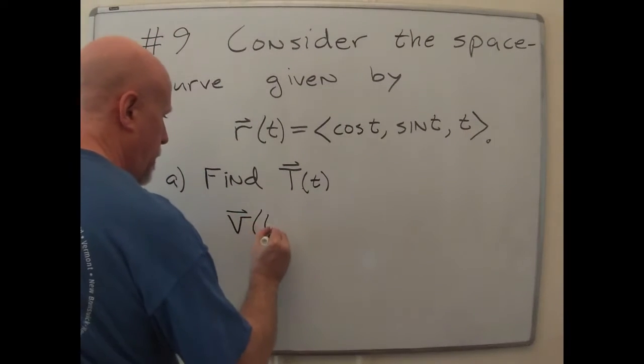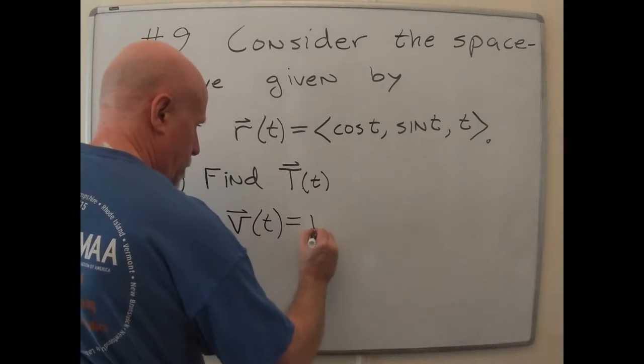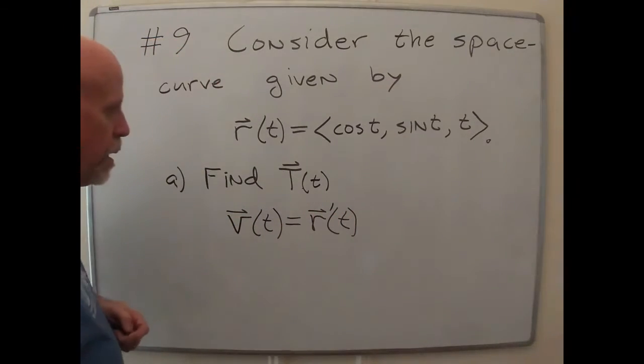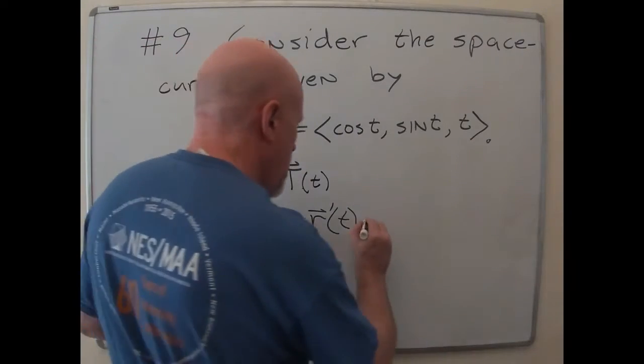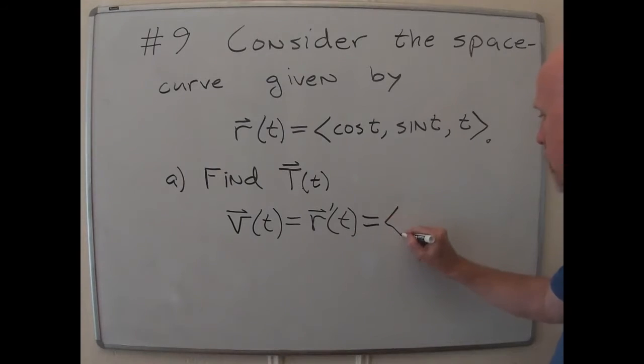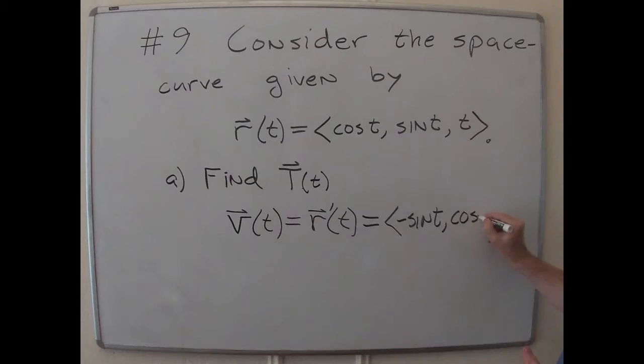V of t, which is r of t's derivative. That's pretty easy. Cos t goes to minus sine t. Sine t goes to cos t. And t, by itself, becomes 1. All right, so now, how long is that vector?